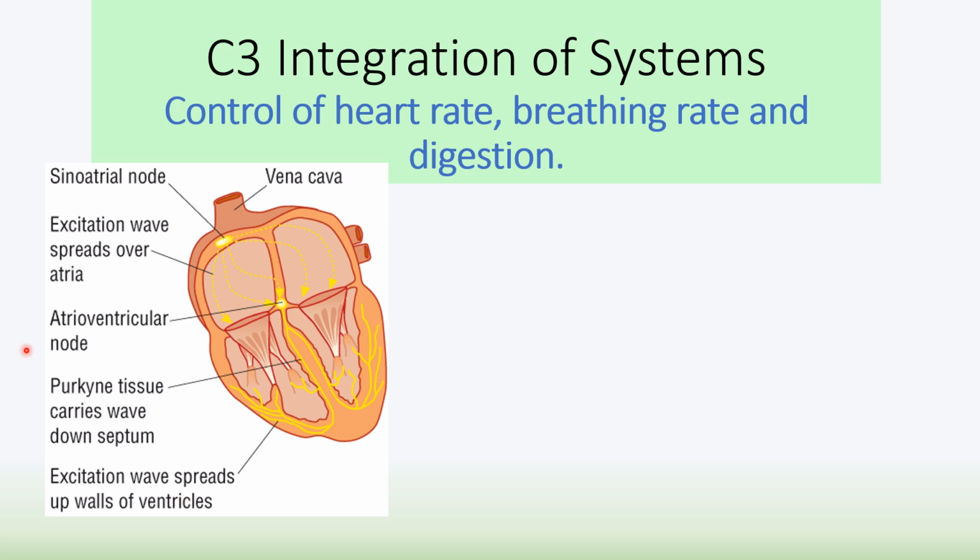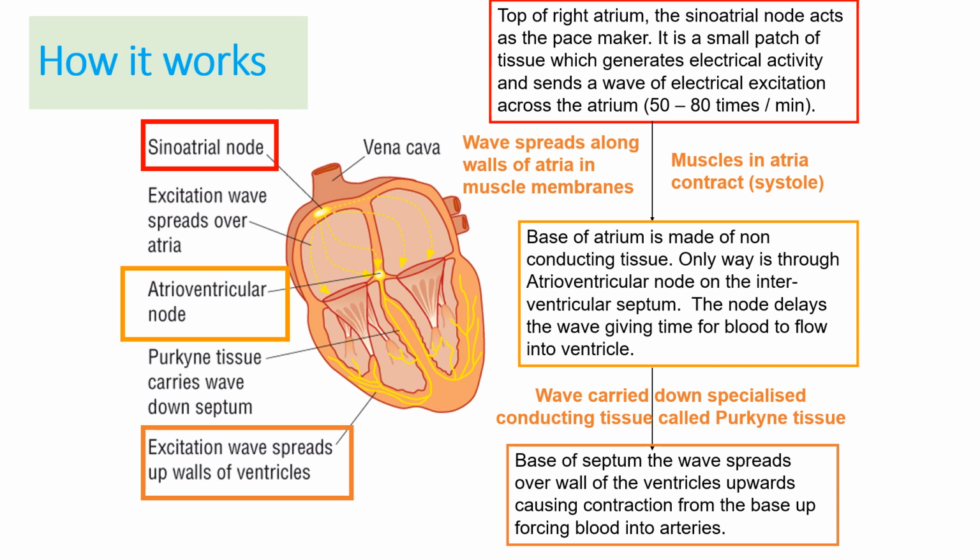This IB revision guide with Mr. Phillips, and today I'll be looking at integration of systems, particularly focusing on the control of heart rate, breathing rate, and digestion. So hopefully by now you understand the idea of nervous system and hormone controls.